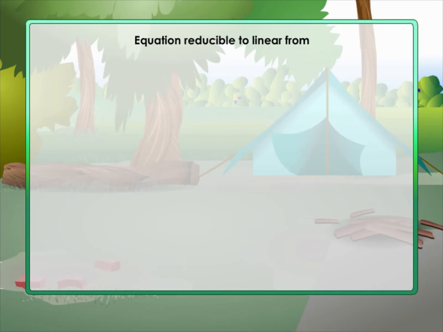In this topic, we are going to learn about equations reducible to linear form. Solve (x plus 1) whole divided by (2 into x plus 3) is equal to 3 divided by 8. Now we have to reduce this equation to linear form. For that, we cross-multiply the right-hand side denominator with the left-hand side numerator, and the left-hand side denominator with the right-hand side numerator. So 8 times (x plus 1) is equal to 3 times (2 into x plus 3).